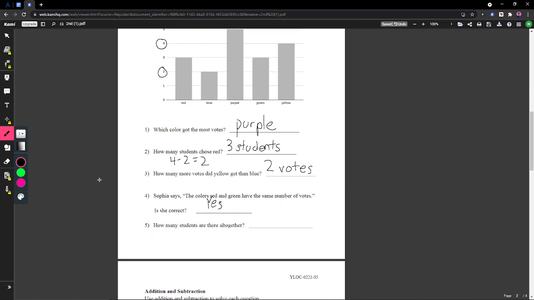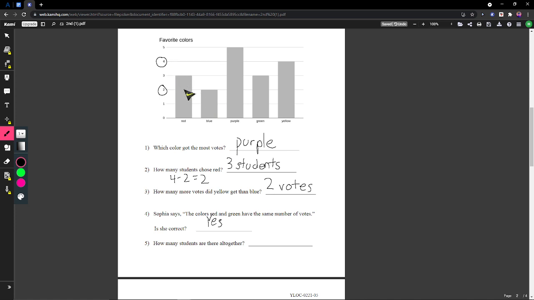For number 5, you would have to add all of these vote numbers because they're asking for how many students there are all together. So we can see 3 plus 2 plus 5 plus 3 plus 4. Now 3 plus 2 is 5. 5 plus 5 is equal to 10. And 10 plus 3 is equal to 13. And 13 plus 4 is equal to 17. So you would write 17 students.